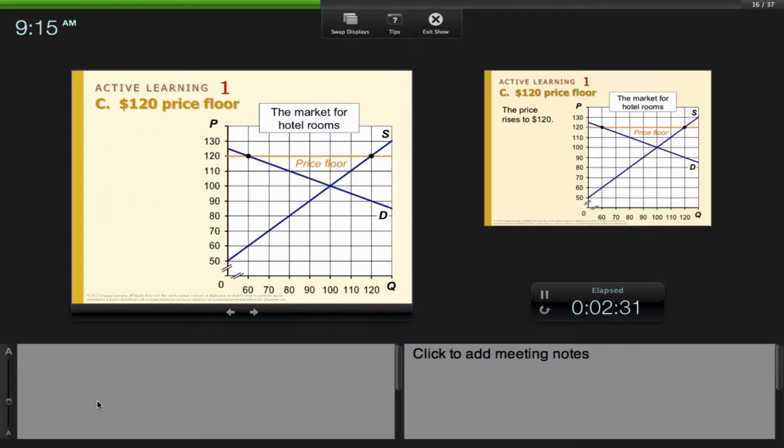Okay, so now in this situation, what do we have? We have a binding price floor, which will result in a surplus of 60 rooms. Good. So this price control results in a binding price floor which creates a surplus of 60 rooms.